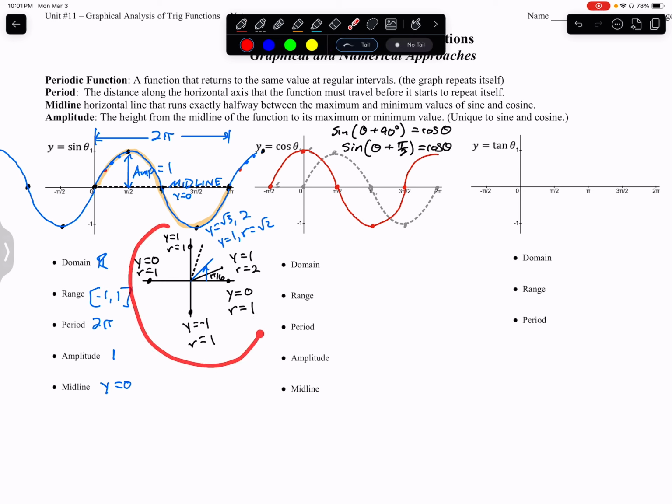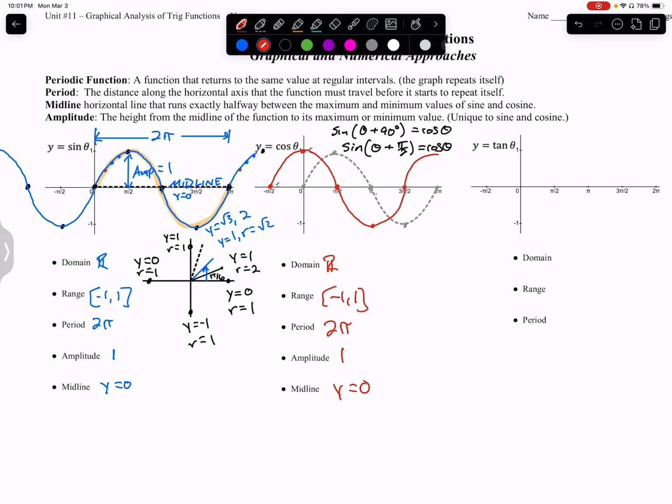You could also discover cosine using the unit circle. Instead of y over r, you use x over r. The domain for this is all real numbers. The range, -1 to 1, both inclusive. The period is 2 pi, the amplitude is 1, and the midline is y equals 0. It's the same graph as sine, it's just translated to the left, pi over 2.